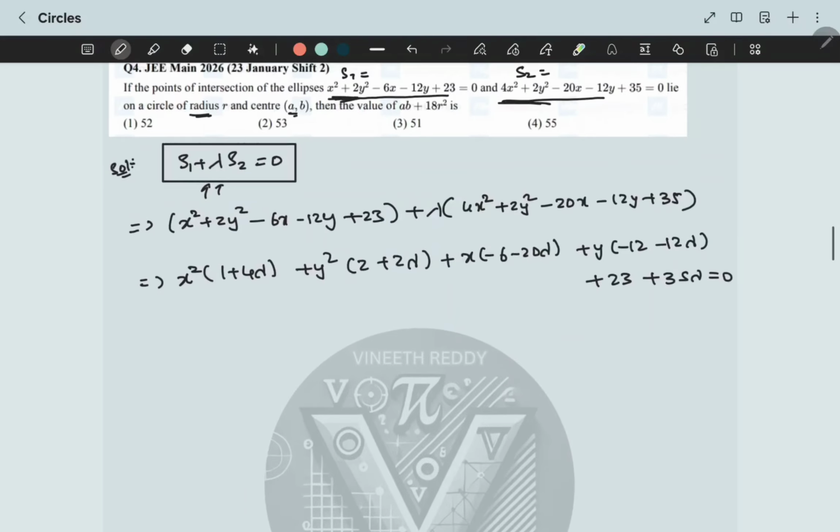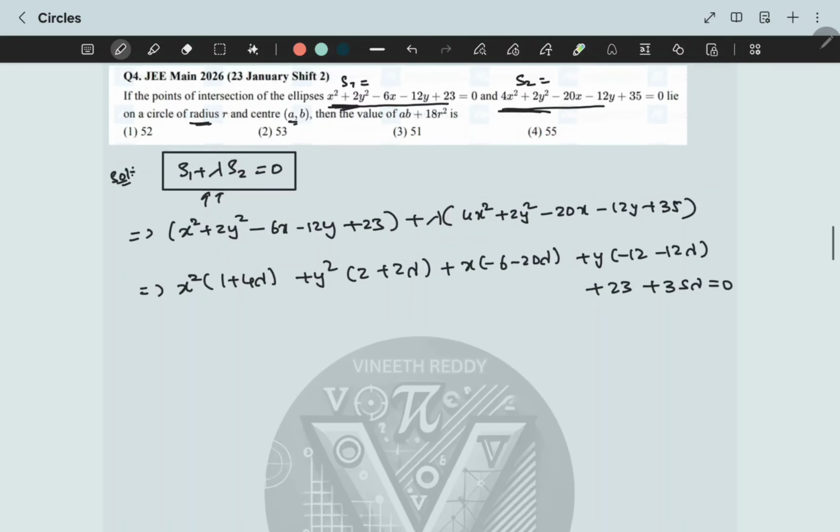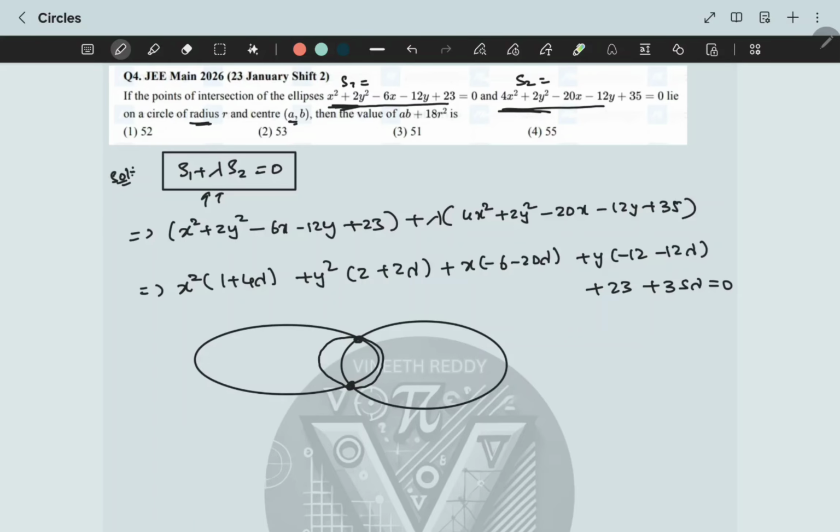Now he is telling that point of intersection of these ellipses lie on a circle. So that means if ellipses are in this way, let us say the ellipse is in this way. Now this is the point of intersection. It lies on a circle, something like this.